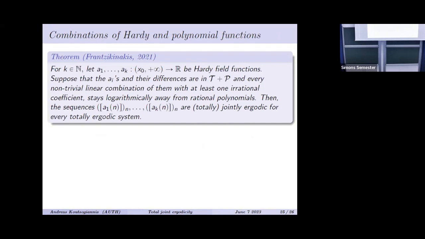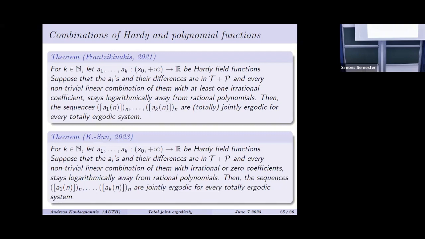So this is the very nice result of Nikos. If you have functions, he calls tempered the functions that satisfy the growth conditions that I wrote in the previous slide, the ones that I told you are strongly non-polynomial. So if your functions are coming from T plus P, so these strongly non-polynomial Hardy field functions plus a polynomial, and every non-trivial linear combination of them with at least one irrational coefficient stays logarithmically away from rational polynomials, then your sequences are jointly ergodic for every totally ergodic system.